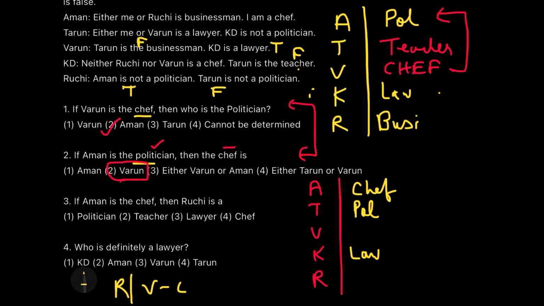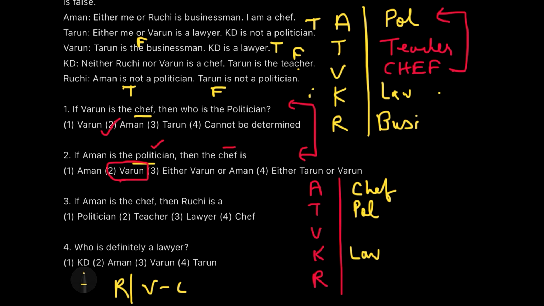Now, next statement. If I move down to the next statement, KD is not a politician is true again, because KD is a lawyer, so he is not the politician. So either me or Varun is the lawyer. Now we know that the KD is already the lawyer. So Tarun or Varun cannot be the lawyer. Tarun is already the politician, so Varun cannot be the lawyer. Now I have two professions left with me: businessman, number 1, and number 2 is teacher. So who's going to be the teacher and who's going to be the businessman?